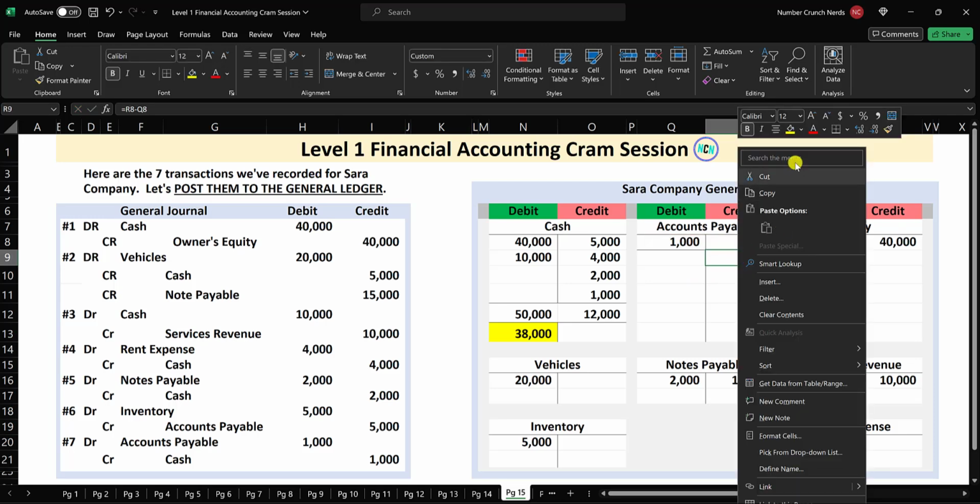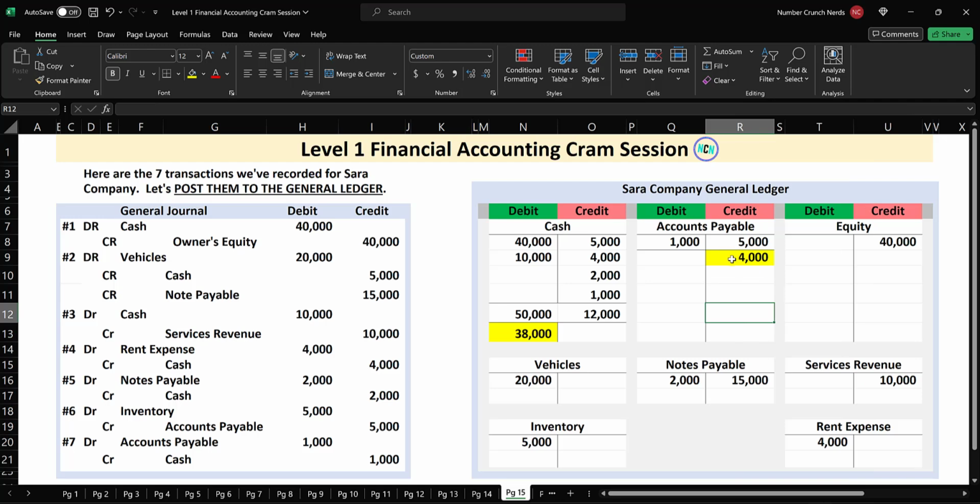This account, accounts payable, has a balance of 4,000. It is a credit balance. This is a liability account. Liability accounts tend to generally have credit balances. So this looks appropriate.